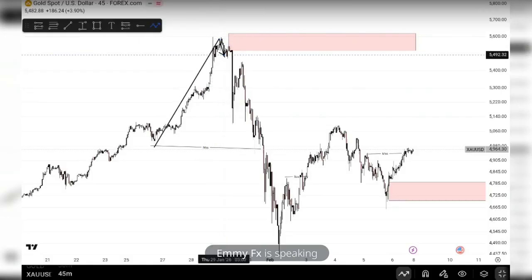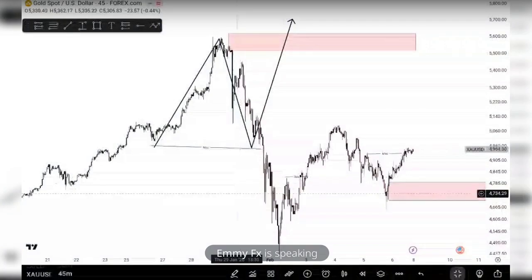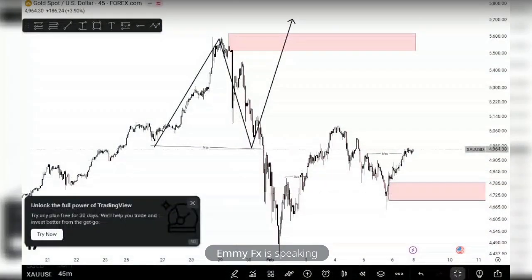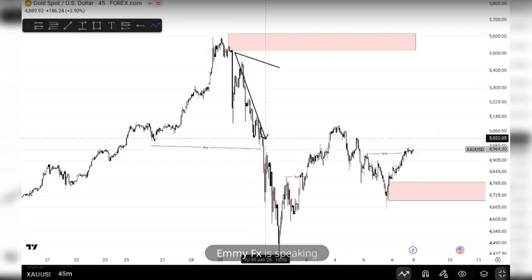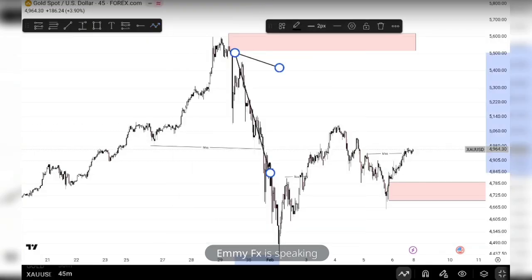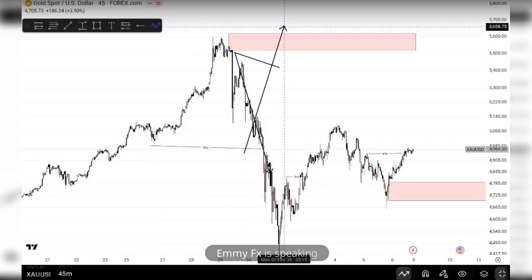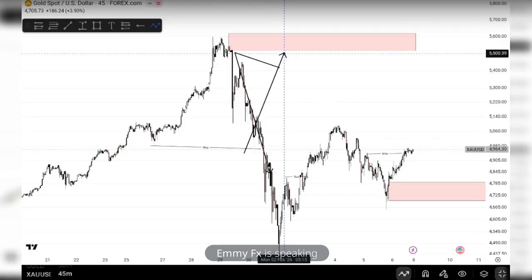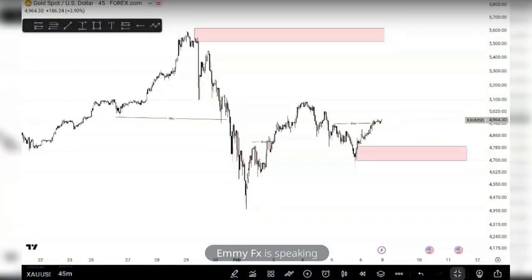This higher low here failed to give us a break of structure to the upside, which makes this low a weak low and this high a strong high. This is a strong high because it gave us a market structure shift to the downside. This low, the higher low, was supposed to give us a break of structure to the upside, but we don't have that, so it is known as a weak low.